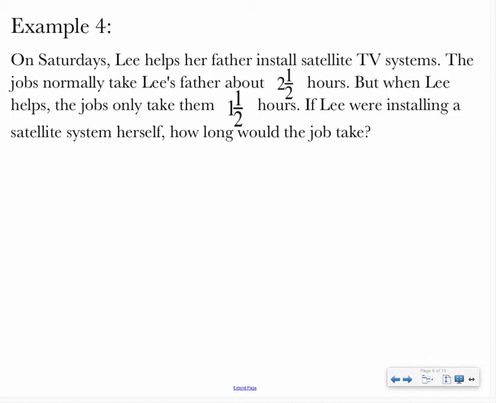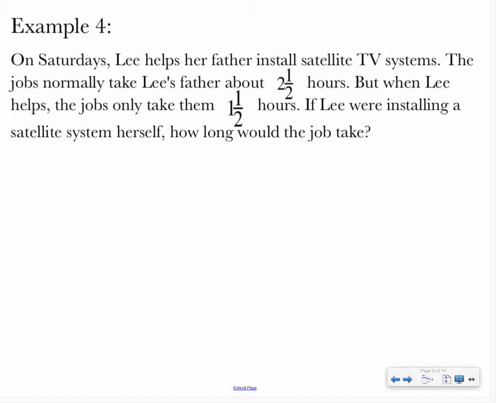Example 4. On Saturdays, Lee helps her father install satellite TV systems. The jobs normally take Lee's father about 2.5 hours, but when Lee helps, the job only takes them 1.5 hours. If Lee were installing a satellite system by herself, how long would the job take?